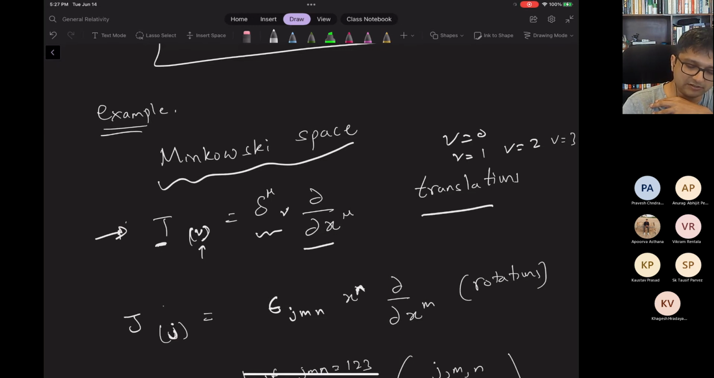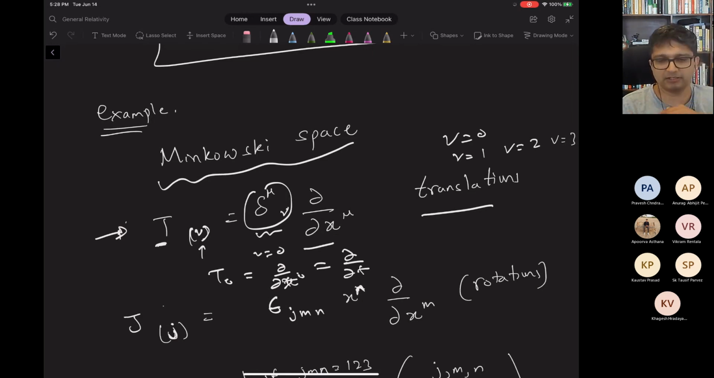These are translations. Basically, if nu is equal to 0, then this is non-zero only if mu is equal to nu, that is, if mu is equal to 0. So basically T_0 will be partial_t, partial_x^0, which is partial_t. So this is translations in time, and similarly the other ones will correspond to translations in space.